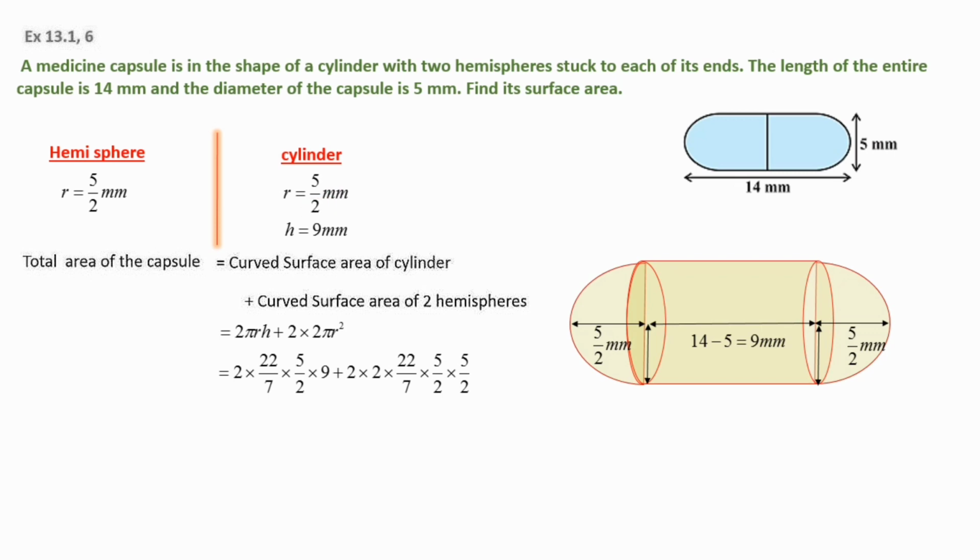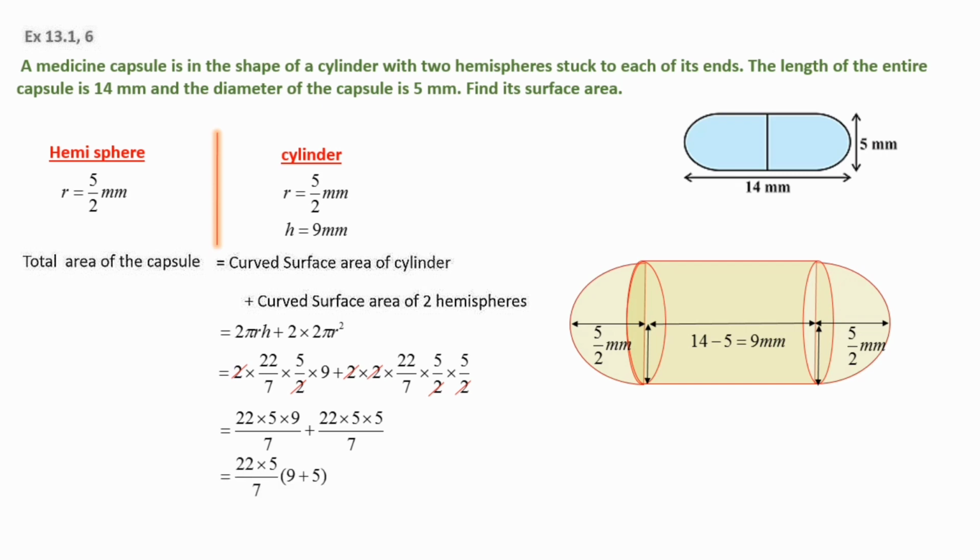Once again 2 pi RH, the cylinder values, 2 into pi value 22 by 7 into radius 5 by 2 and the height is 9. Then this 2 pi r square is for hemisphere. So 2 into pi value 22 by 7 into radius 5 by 2 into 5 by 2. Then 2 cancelled. Then again here 2 and 2 cancelled, and one more 2 is cancelled. Then in the first part 22 into 5 into 9 divided by 7 is written, and in the second part 22 into 5 into 5 divided by 7. In the previous way also you can go for calculation. Here 22 and 5 by 7 is common. That way also you can go for calculation. It's not a problem. Calculation is your part, you can choose any method.